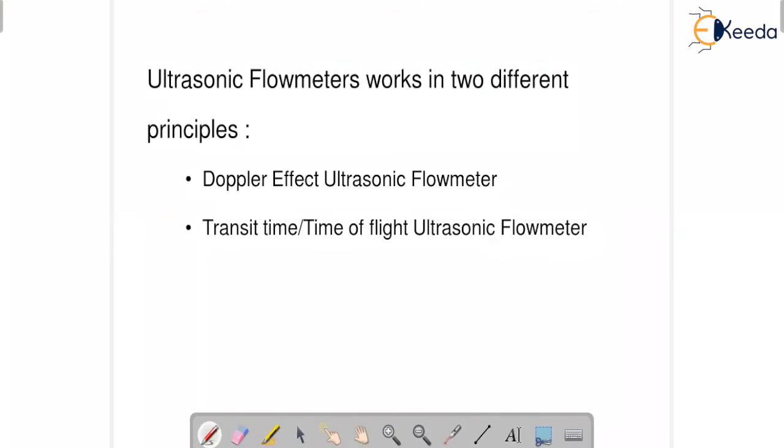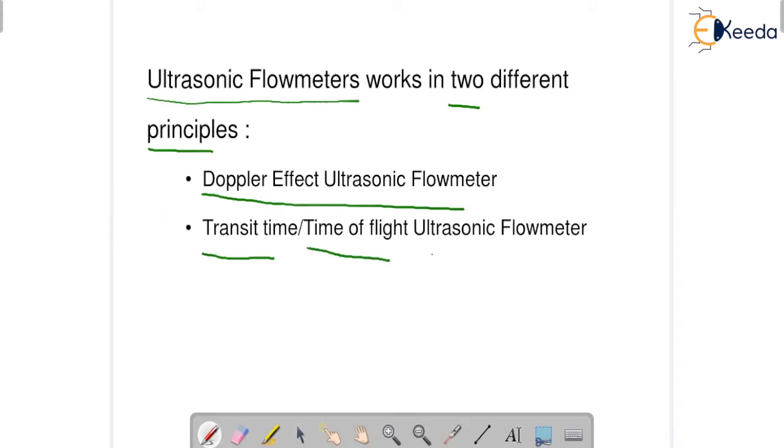Ultrasonic flow meters work on two different principles, my dear students. What are the two principles? The first one is the Doppler effect ultrasonic flow meter. The second one is the transit time or time of flight ultrasonic flow meter, my dear students. Now we are going to go through them one by one in a detailed manner.